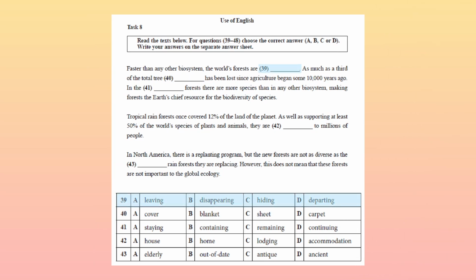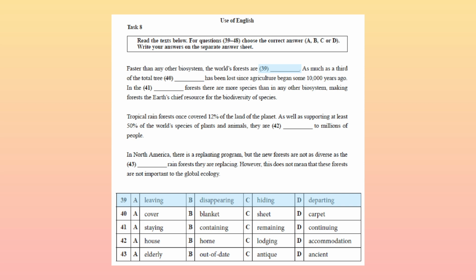Let's have a look at the first sentence with gap 39. What do we have here? The world's forests are gap. We should choose the word that best fits the gap. Here we've got 4 options: leaving, disappearing, departing, and hiding. Let's try the strategy of eliminating the wrong answers. We know that forests are not things that can move on their own, so leaving and hiding are definitely not the right options here. There are 2 possible answers left, which are disappearing and departing.